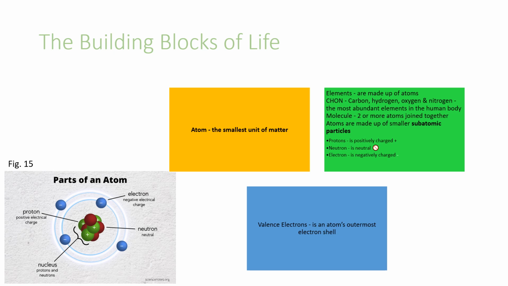Molecules are two or more atoms that are joined together. CHON is carbon, hydrogen, oxygen, and nitrogen. Those are the most abundant elements in the human body. And then valence electrons are the atom's outermost electron shell.